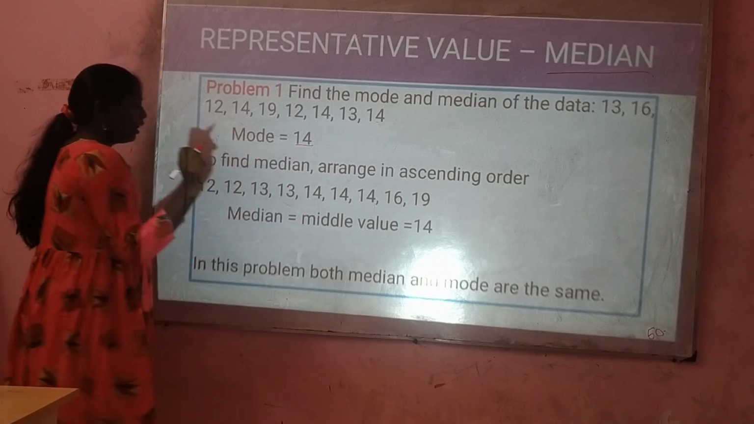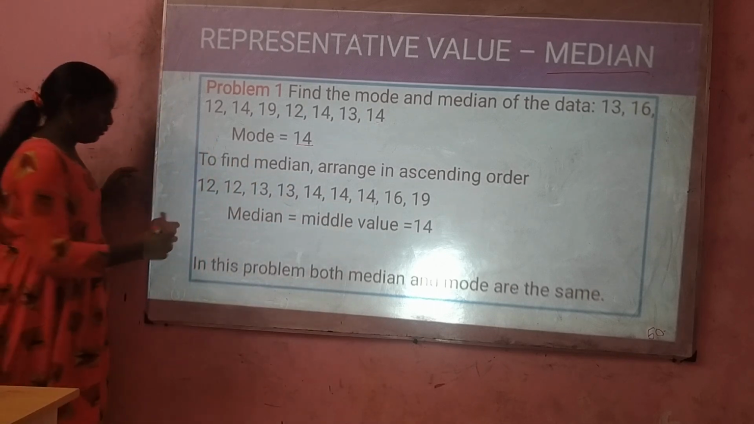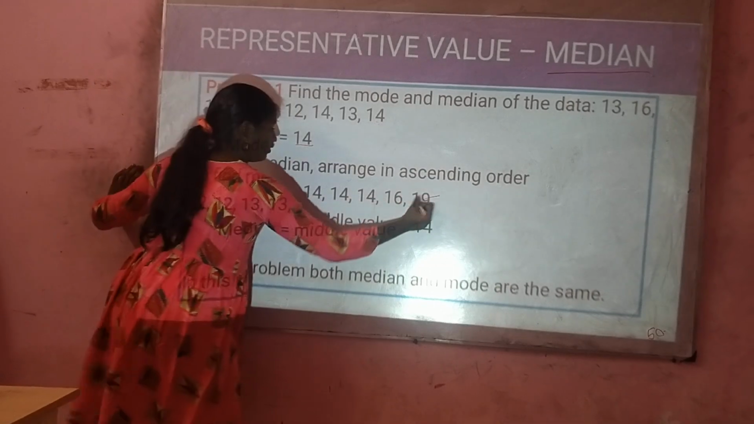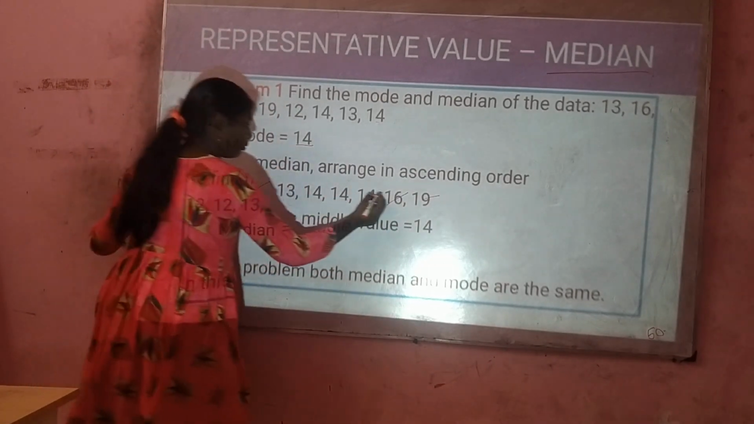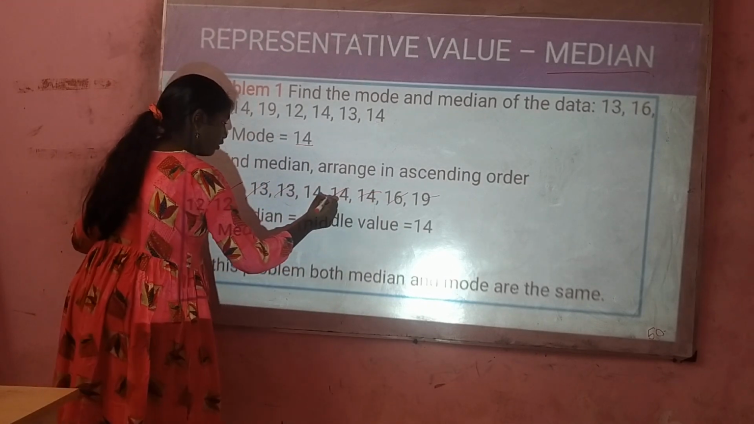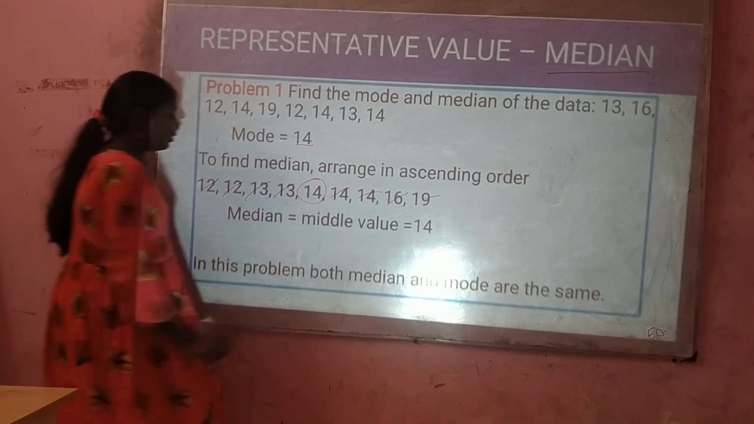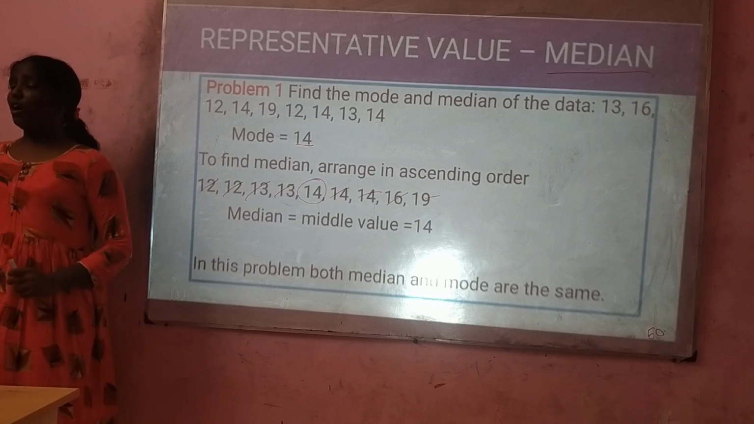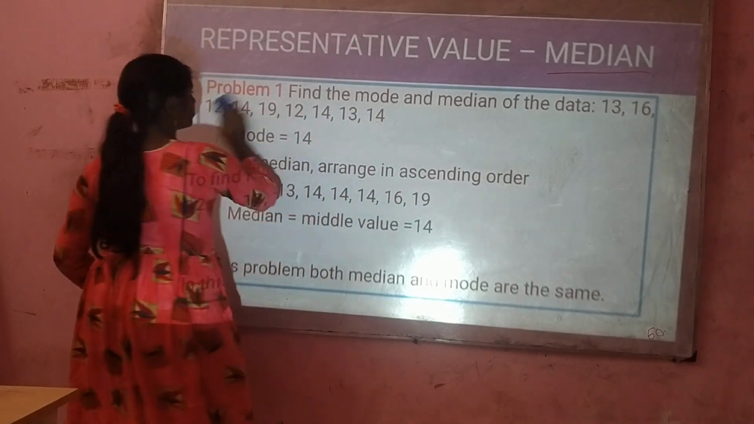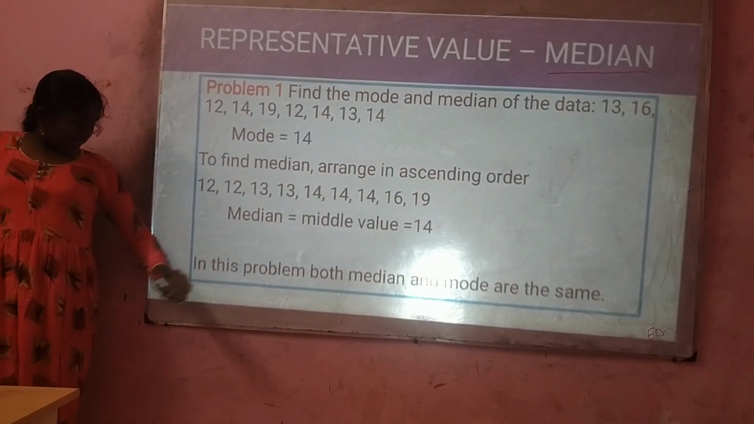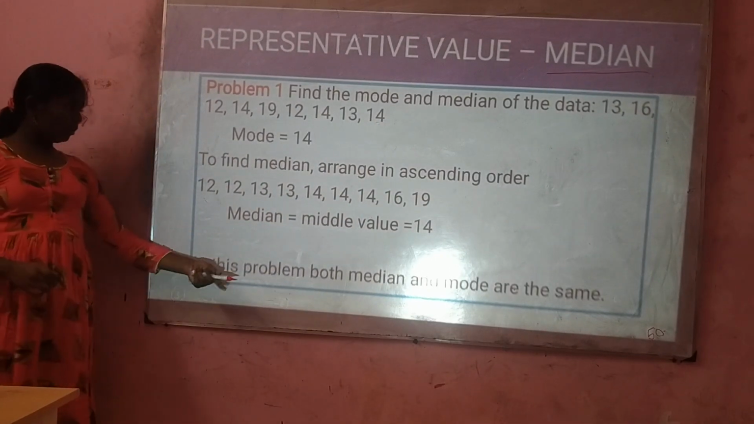Here, in an easy way, we can do the cutting method. We can cut one from here, one from there, one from here, one from there, one from here, one from there, one from here, and one from there. So 14 is found as the middlemost observation, the median. In this problem, the median and mode are the same.